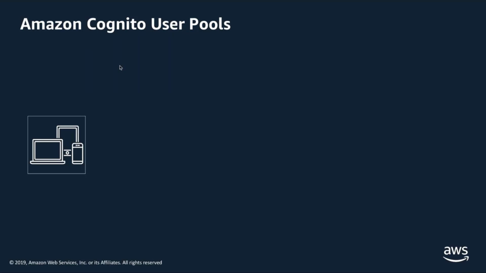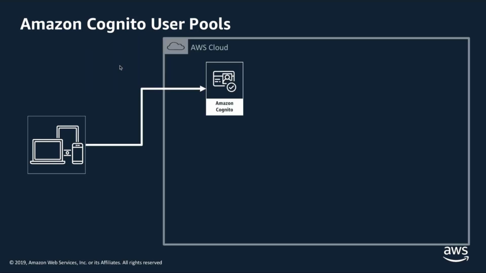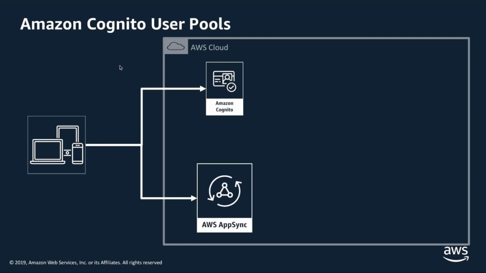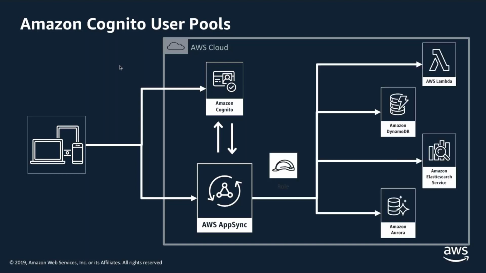Amazon Cognito user pools start by first sending a request from the device to Amazon Cognito. Once Amazon Cognito verifies the identity, it can then pass that information on to other AWS services, like AWS AppSync. As you can see, once the authorization has happened, it will allow actions to be done in AppSync, which would then allow you to further work with more AWS services.